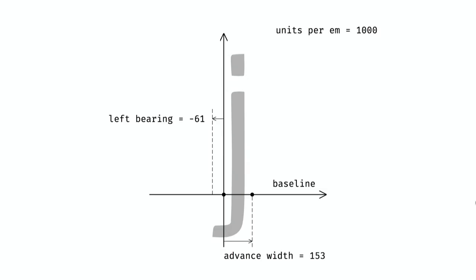And units per em defines the scale. So the scale of the coordinate system is in units. When we want to render a font on the screen, we specify font size. So when you say, I want to draw a font with font size set to 24 pixels, what you actually mean is that this 24 pixels will have to be converted to 1,000 units.